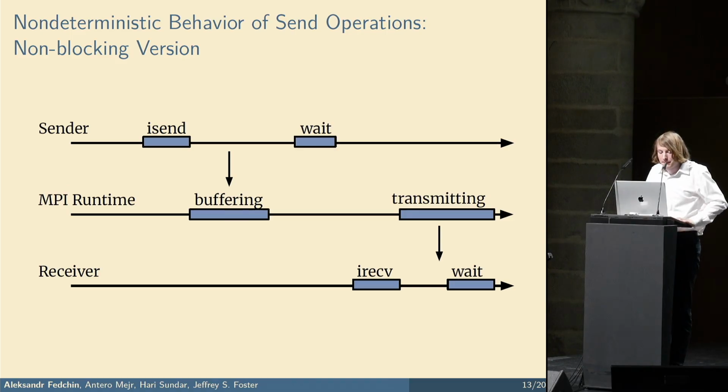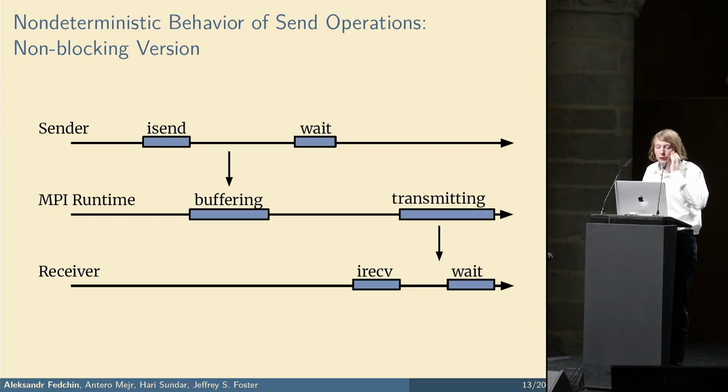Something that is particular to our core calculus and specifically operational semantics is that we model some aspects of MPI quite closely, and so I want to highlight one of these things, which is the non-deterministic behavior of send operations. So in MPI, you can have a send that completes before the receiver initiates the transfer of the message, right?